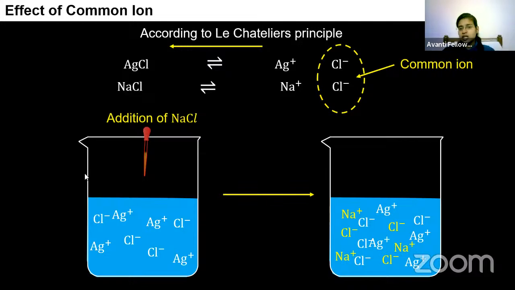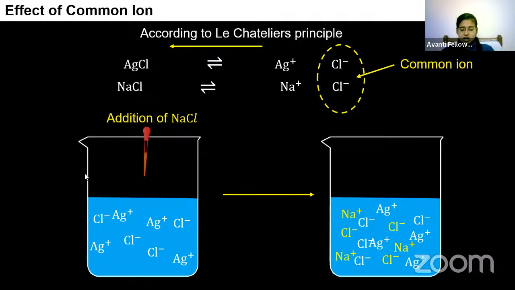Okay. So according to Le Chatelier's principle, if the product concentration is increased, then the reaction has to shift towards the backward direction to get the equal amount of ions. All right. This is the effect of common ion. The reaction moving towards the backward direction is the effect of the addition of common ion.